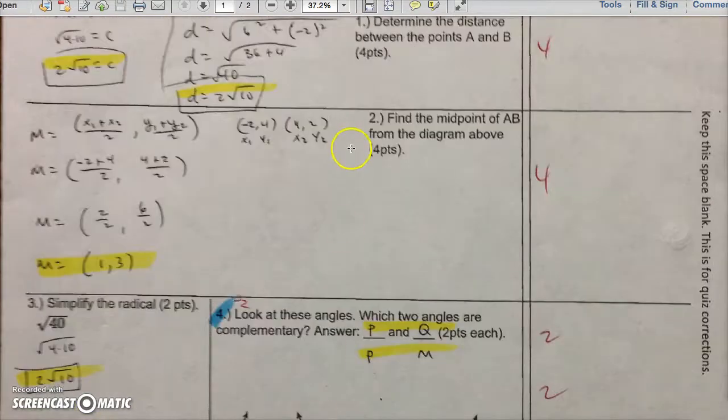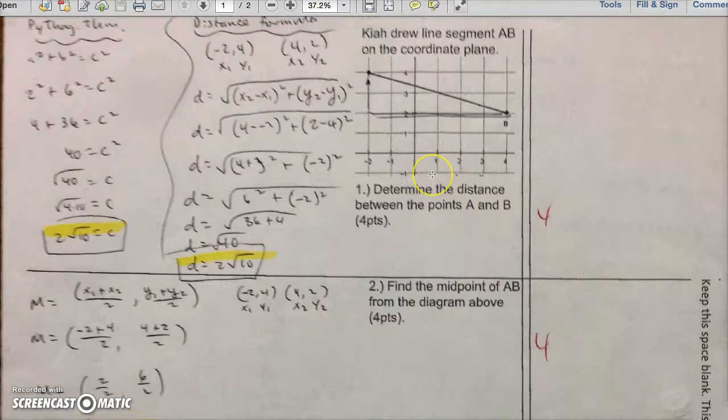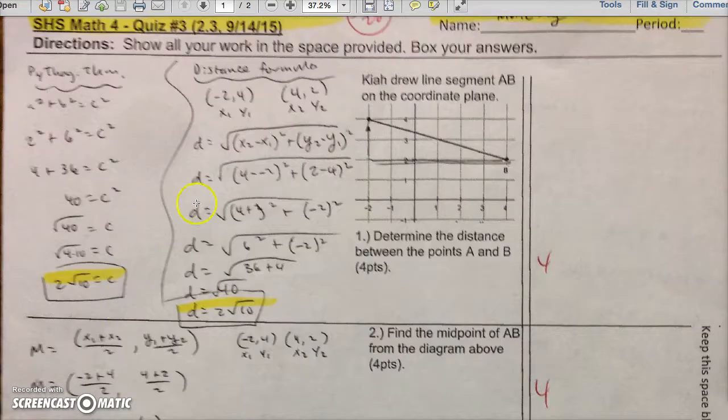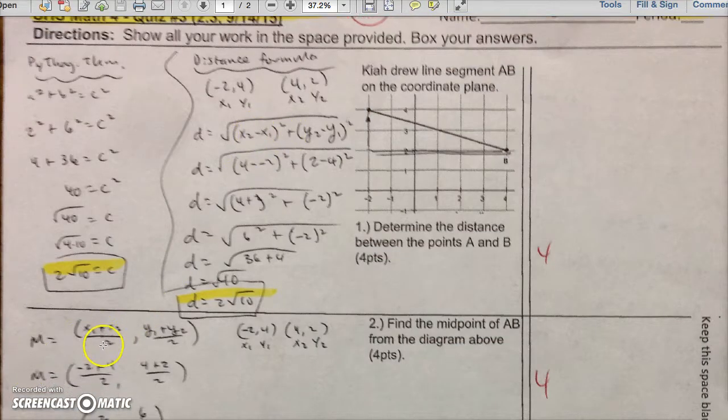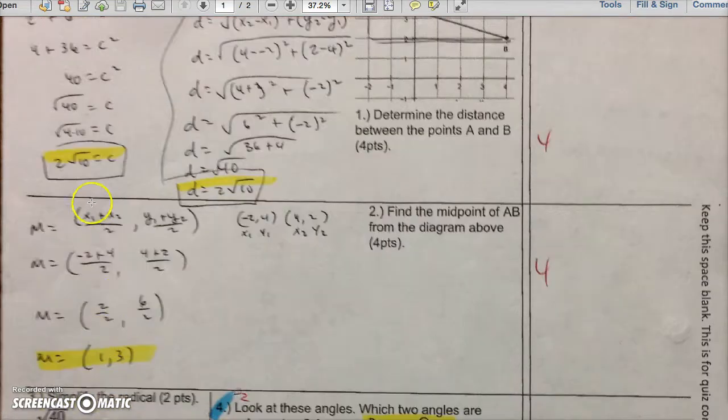For question number 2, find the midpoint of AB from the diagram above. Some students, you need to pay attention that you're getting the same ordered pairs there. So you take your 2 ordered pairs, and here's your formula. You add the values of x. Notice how this is different from the distance formula where you have to subtract your x values. The midpoint, you actually add your 2 x values.